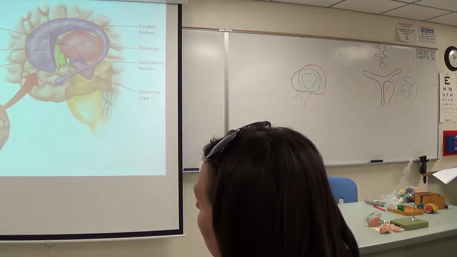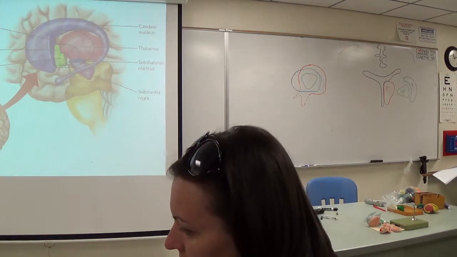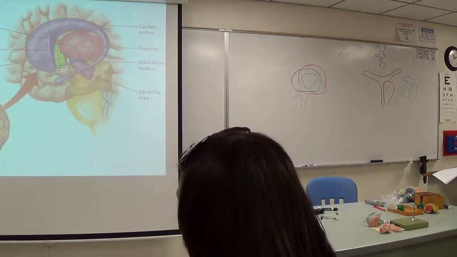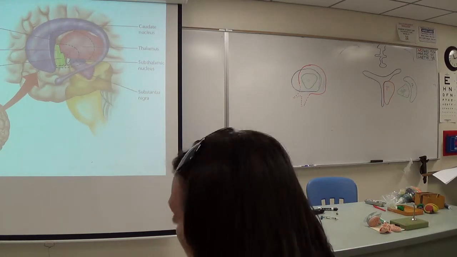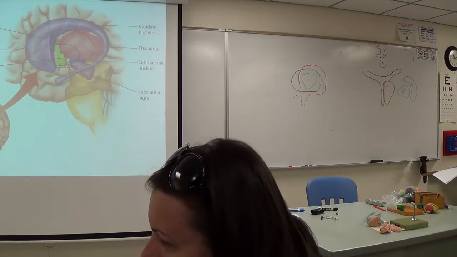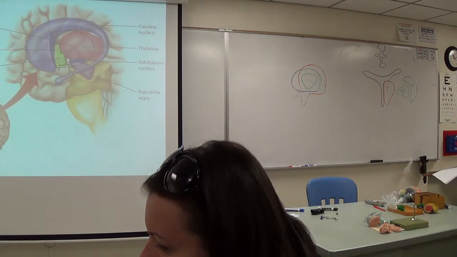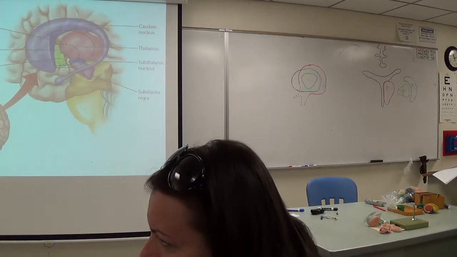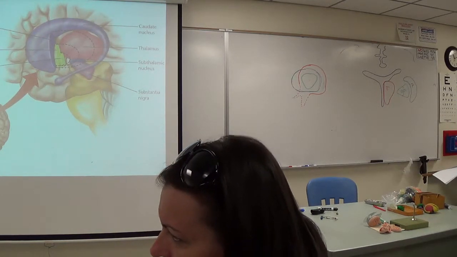So the body is the lateral wall of the lateral ventricle. The head is the lateral wall of the anterior horn, and the tail is the roof of the inferior horn. So we'll see this when we do cross sections, and you'll be modeling this again in 2D. Head, body, and tail of the caudate nucleus.